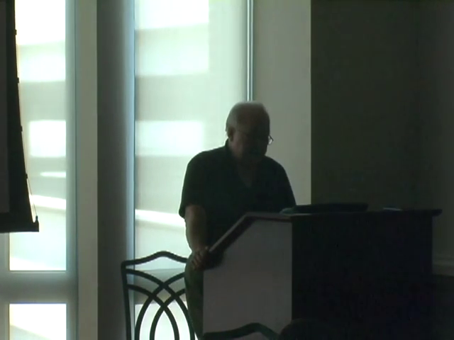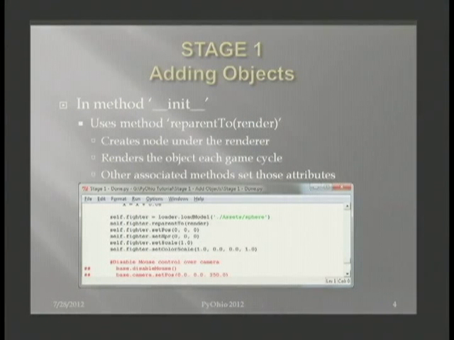The scene graph has some important concepts, but the most important is that if you don't reparent to render, it's not going to be in your scene. The other methods, also called functions, like set position: when you call self.fighter.setPosition, you are actually calling the method that is defined for a model, and it sets it at a position in X, Y, Z.